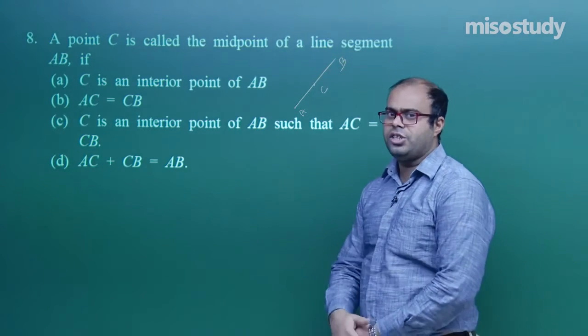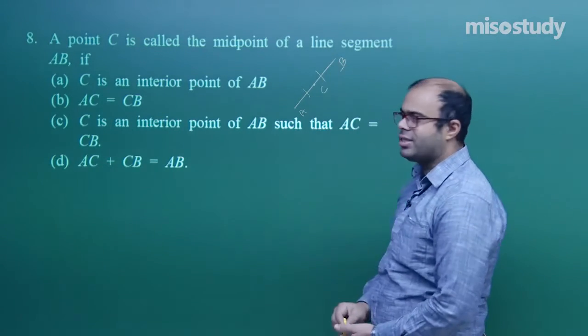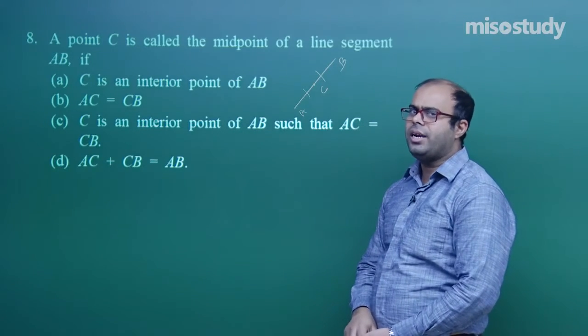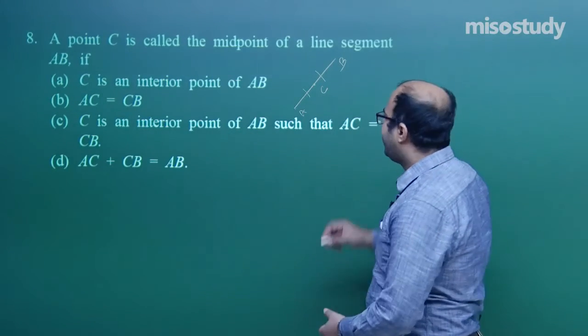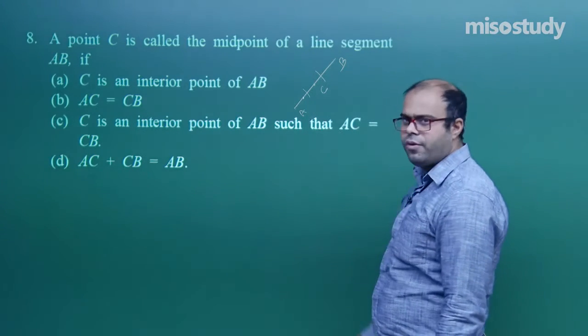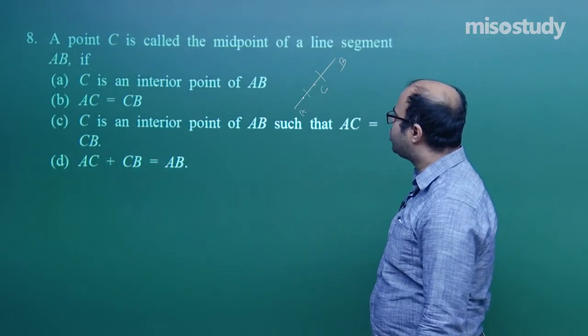So, under what condition can we say that C is the midpoint, that is, this length is equal to this length? C is an interior point of AB. Yes, this is correct, but it is not enough. If we take C here, which is also an interior point, that is not enough to define it to be the midpoint. Second says AC is equal to CB.